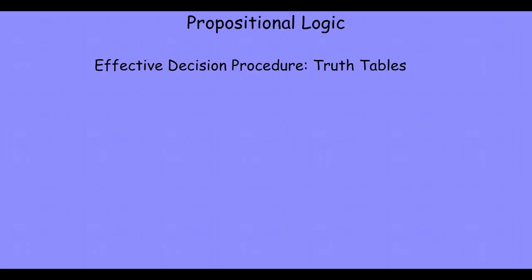Right? So we have a decision procedure that allows us to determine whether or not any given argument in propositional logic is in fact valid or is in fact invalid. It's effective because it will give us an answer for every argument, and that answer will be correct. Our decision procedure is called truth tables. And truth tables are a graphical proof procedure.